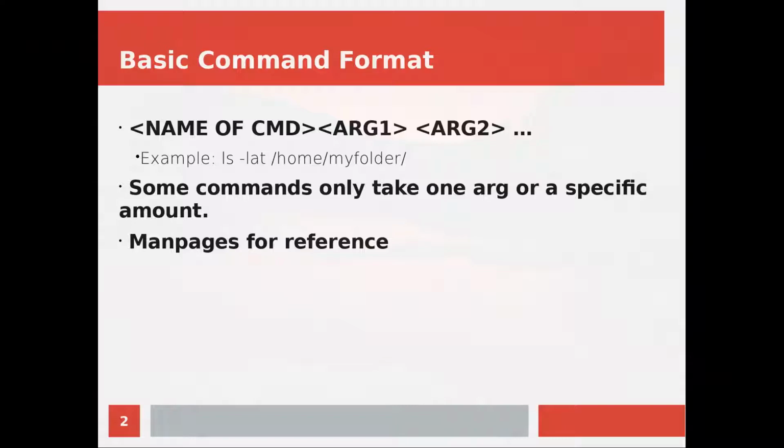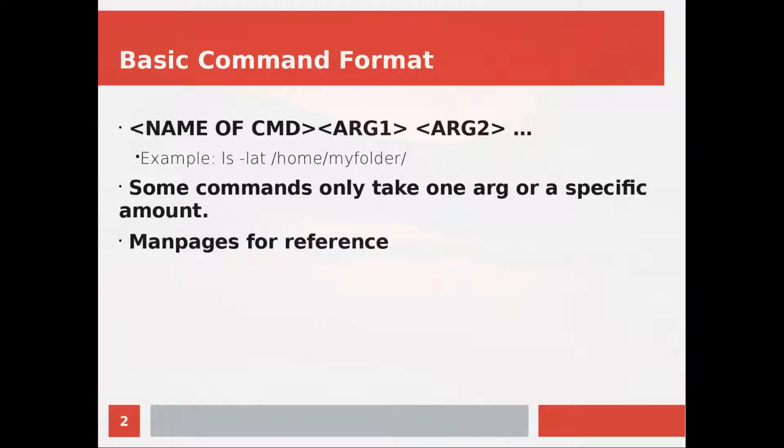So the basic format of a Linux command. If you open the command line in the terminal, the first part is going to be the name of the command. The second part is going to be your arguments. You may have 1, 2, 3, 4, 5 arguments. The amount of arguments required is pretty arbitrary. For an example, the ls command lists the contents of the current directory you're working in.